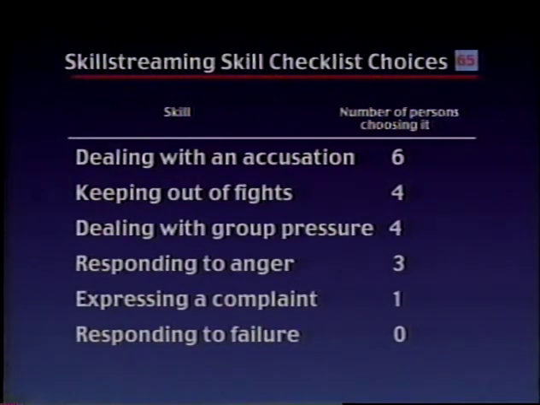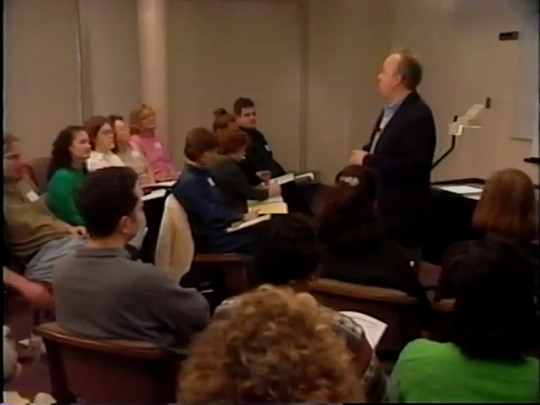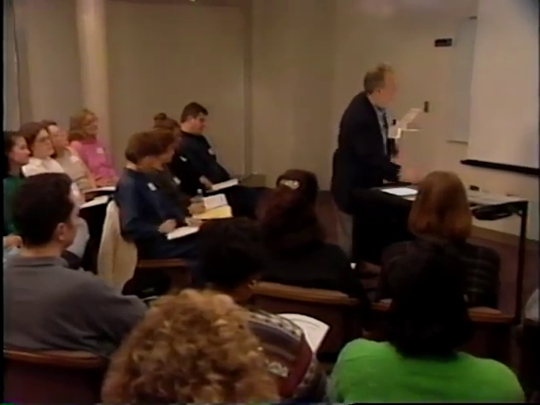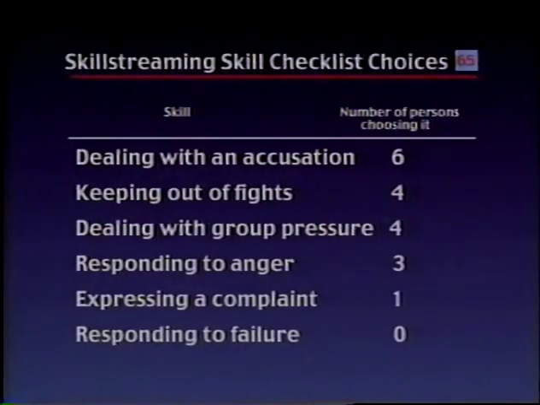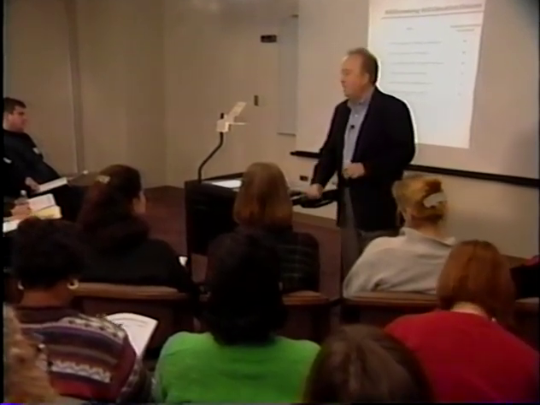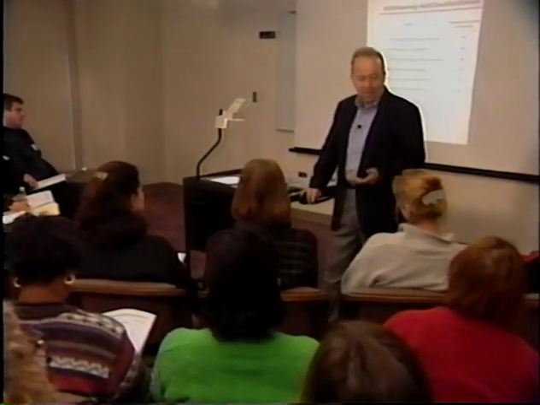Boys and girls, do you remember that checklist you filled out last week? Well, Rob and I have tallied your scores. Do you know what tally means? It means we've figured out how many of you, by counting, chose each skill that you think you would like to learn. And it turns out that of you eight kids, six of you checked dealing with an accusation, so that's the one we're going to teach you first. Now, I bet you that's the first time in the kids' lives that they've been so empowered that they picked their own curriculum.